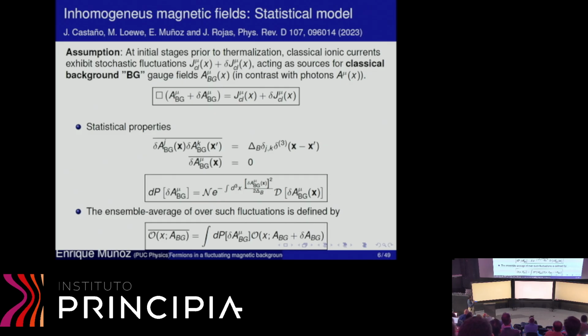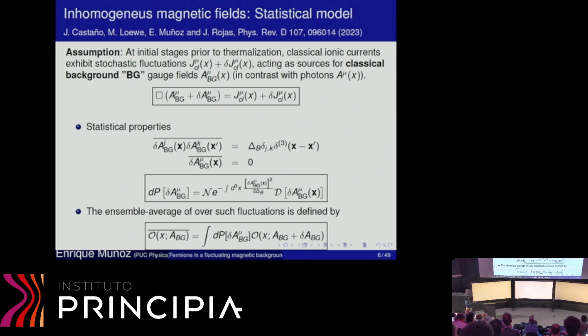So now, how do we try to go further and implement these stochastic fluctuations in the magnetic field? The basic picture is that we have these classical electric currents, which are given by the charged nuclei that participate in the collision. And since we have, in principle, random initial conditions, these classical currents will have, from a statistical point of view, a fluctuating component. So this is basically a classical stochastic equation for the sources that determine the background magnetic field via this background gauge potential.